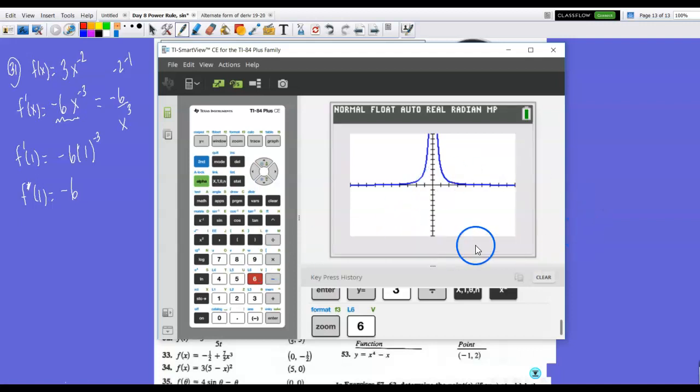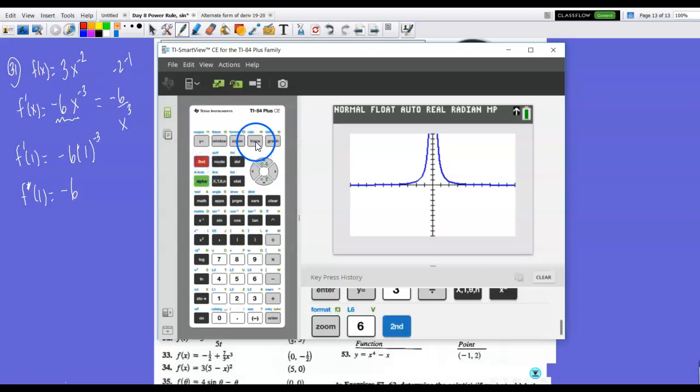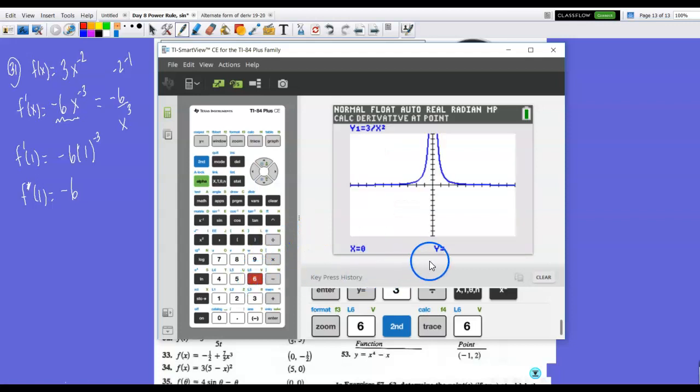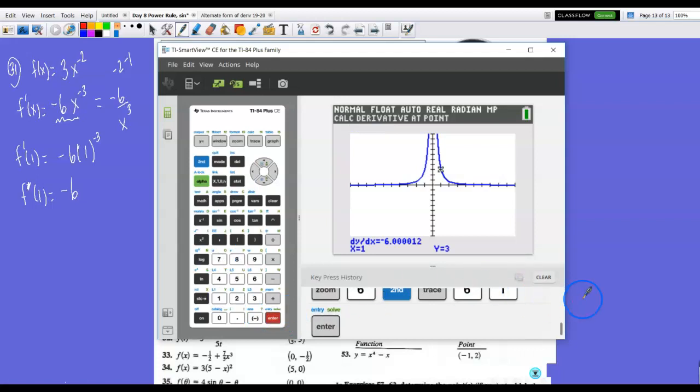And so to find the derivative to get the same answer, I'm going to tell the calculator second calc or second trace, however you think of that button. And notice in number 6 we have dy dx, which stands for, that's a format of the derivative. So I'm going to select number 6, and down here it's waiting for me to tell the value of x that I want to find the derivative at, which in this case is an x value of 1. And then I'm going to press enter, and it's going to tell me that the slope of the line tangent to the curve at that point is -6.